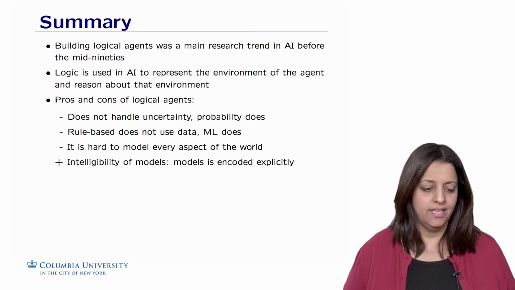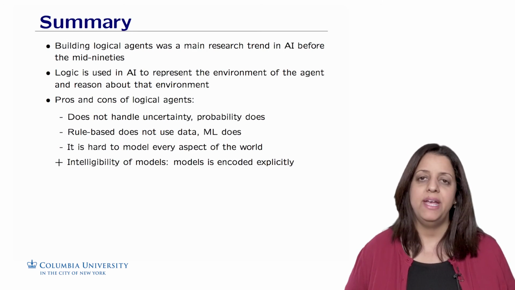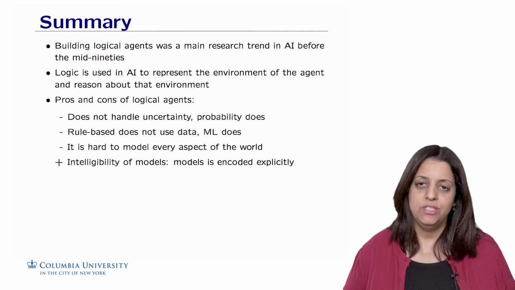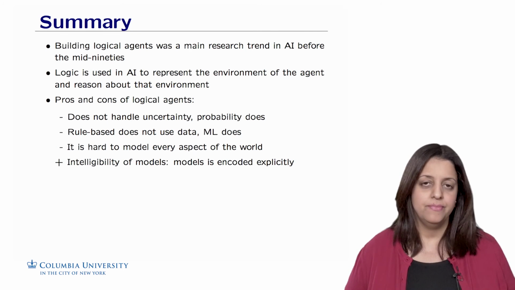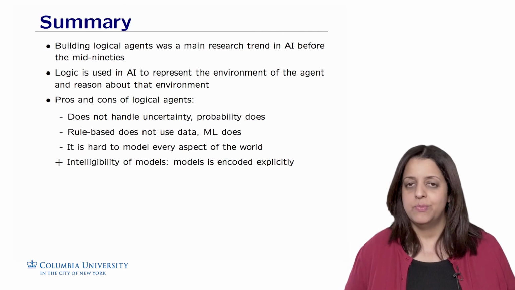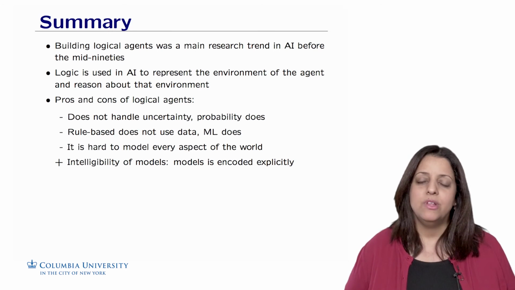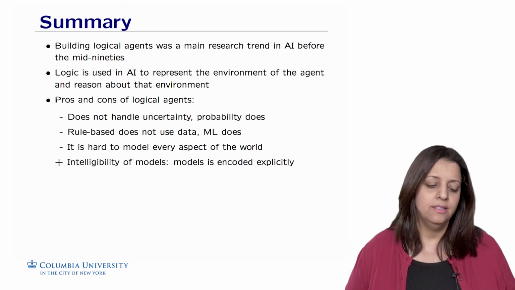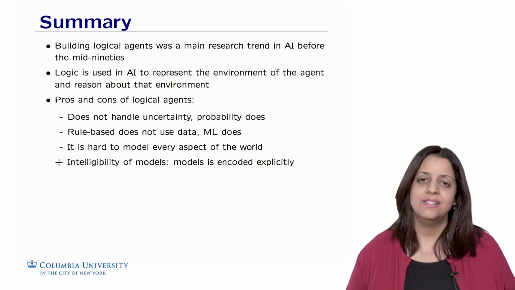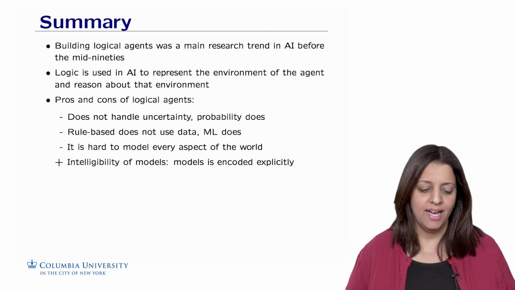It is worth mentioning here that building logical agents was a main research area in AI before the mid-90s. Logic is used in AI to represent the world, but also to reason about the world. Logical agents have pros and cons. They are still used in some applications today, but the problem with logical agents is that they don't handle uncertainty, hence the use of probability more and more in AI.